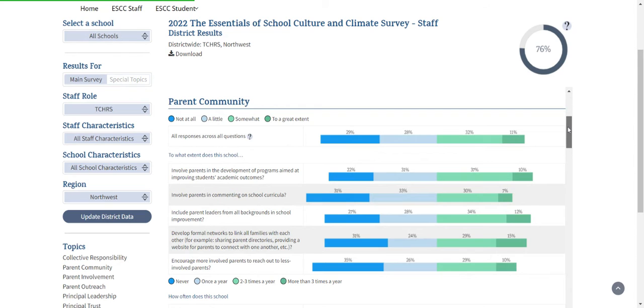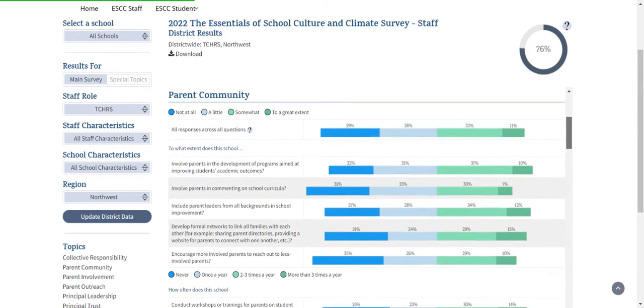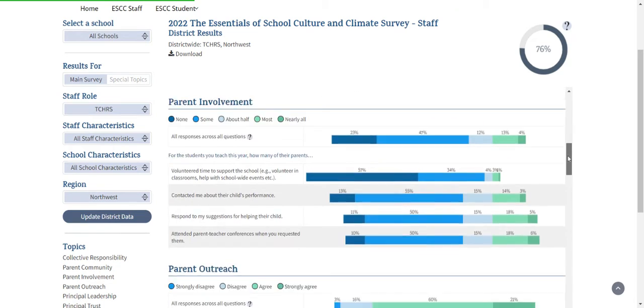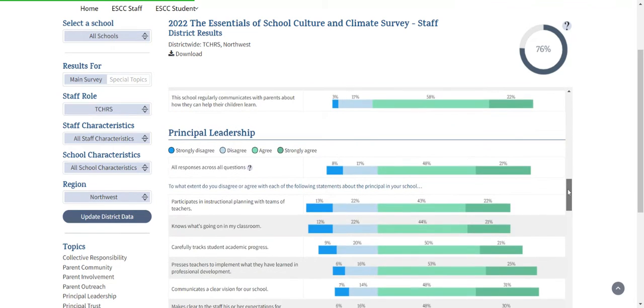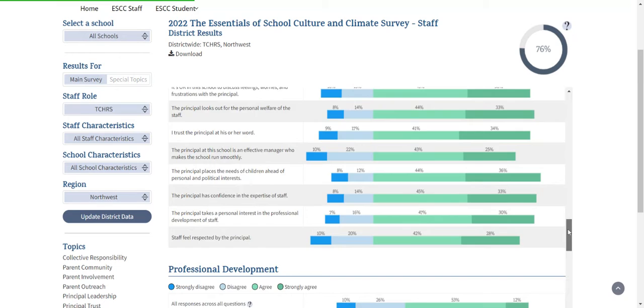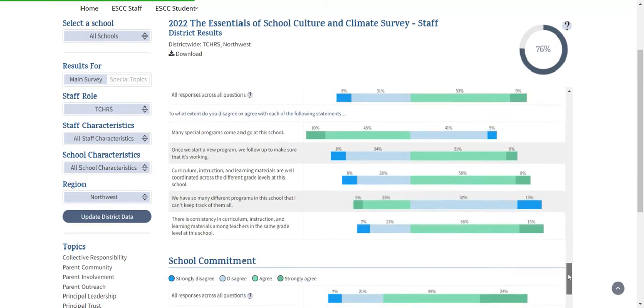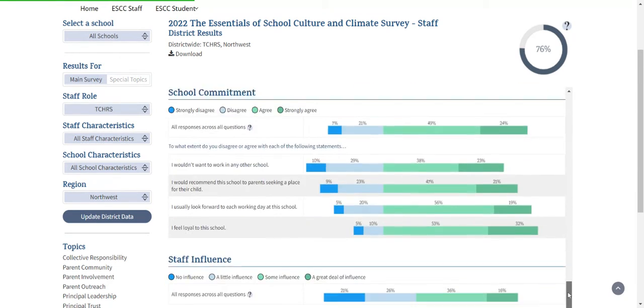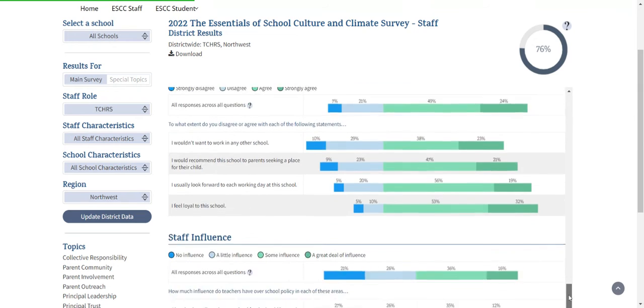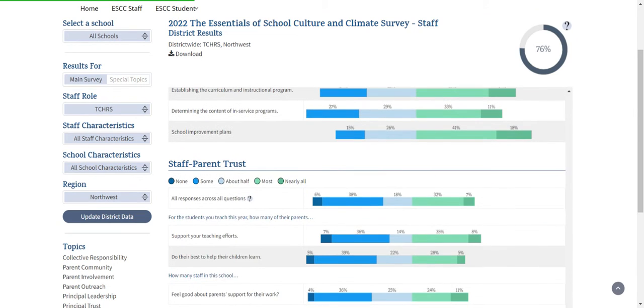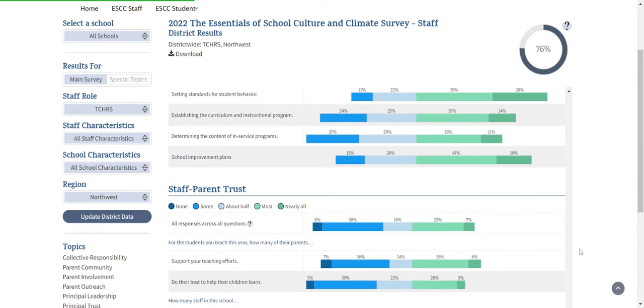Again, you have the same measures that were captured in the ESCC captured here. You have parent community, parent involvement, parent outreach, principal leadership, principal trust, professional development, program coherence, and school commitment, and staff influence, and staff parent trust, I said, sorry. Okay. Now I can look at individual schools.